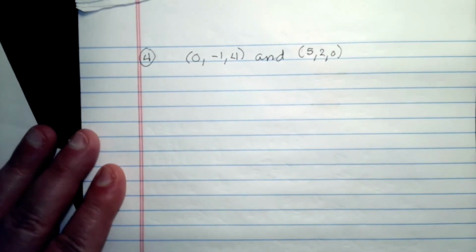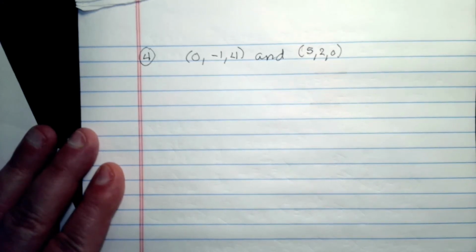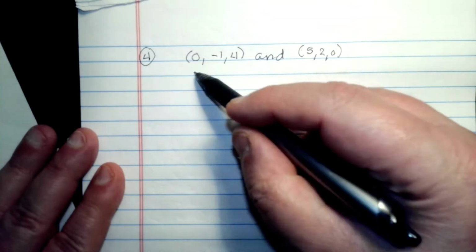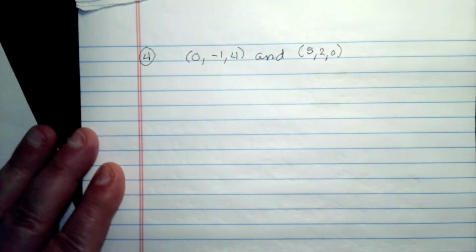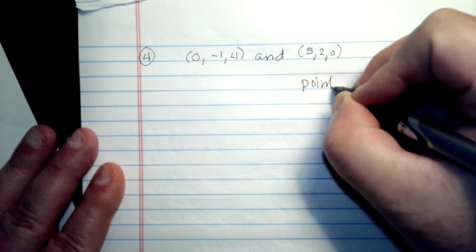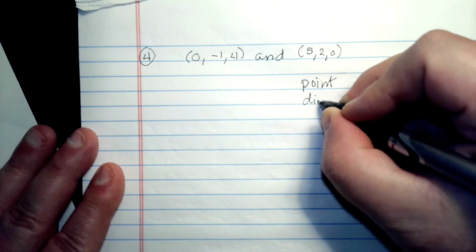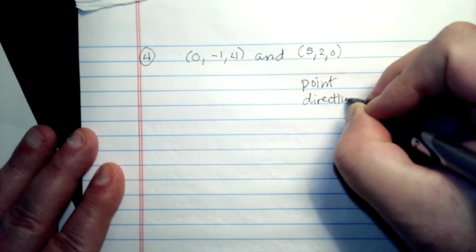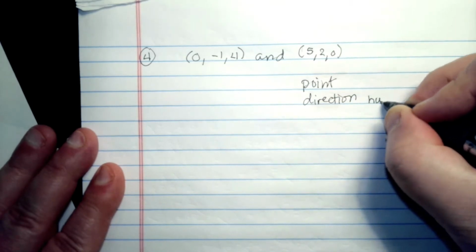In question number 4, we were asked to find a set of parametric equations for the line that contains these 2 points. So for parametric equations, we need 2 things. We need a point on the line, and we also need direction numbers that we would get from a parallel vector.